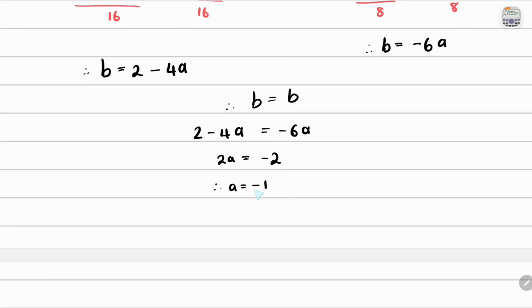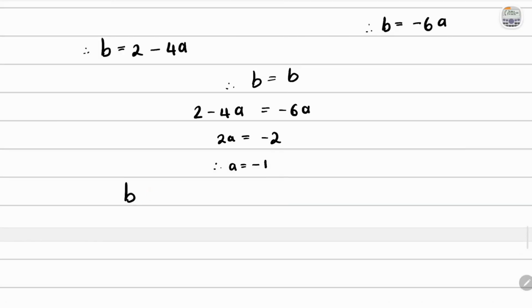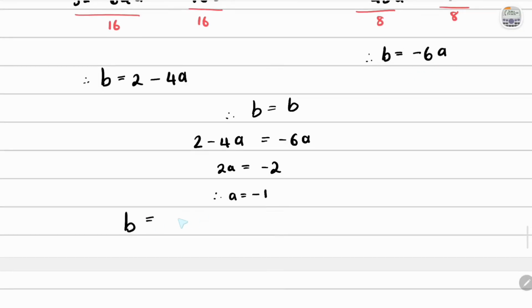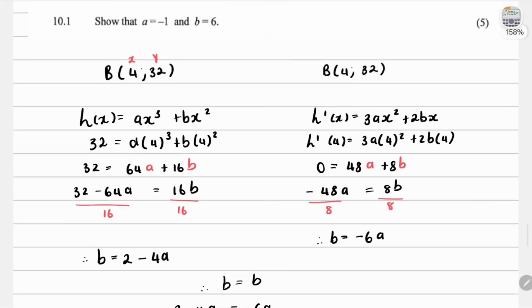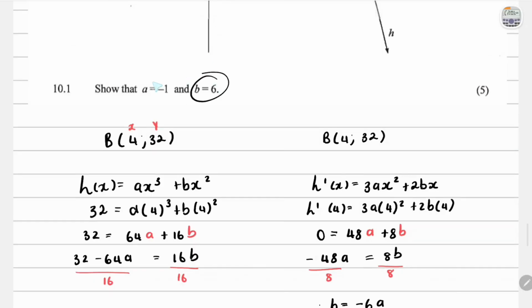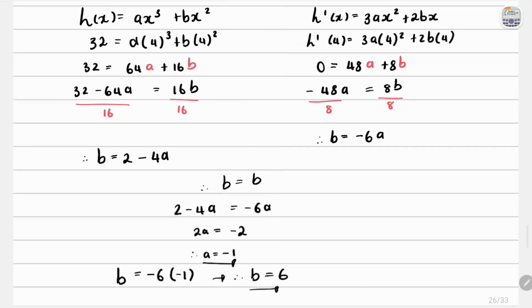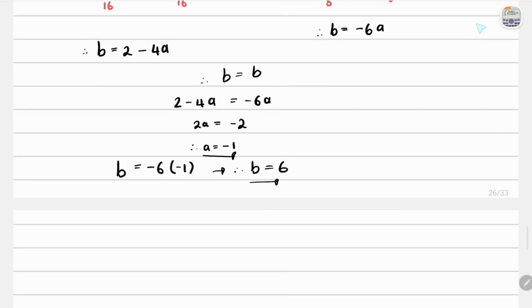And now that we know a, you can simply take that and substitute it into one of the equations of b to solve for b. So b, I'll now use this one because it's easier, is -6a. So in place of a, we say -1, and we can see that b is finally just equal to +6. And that is our answer. b equals +6, while a is equal to -1, as they have said. Moving on to the next question.